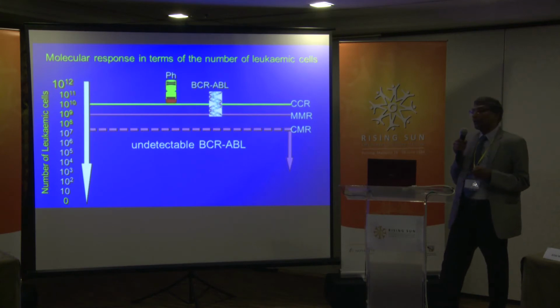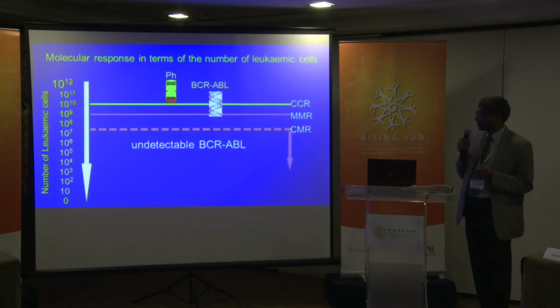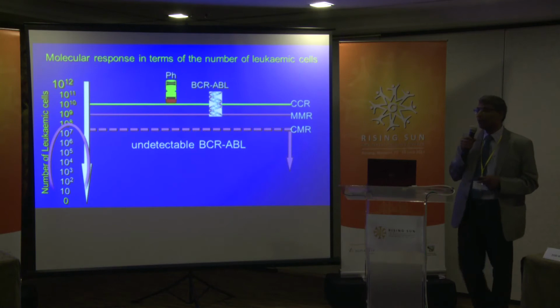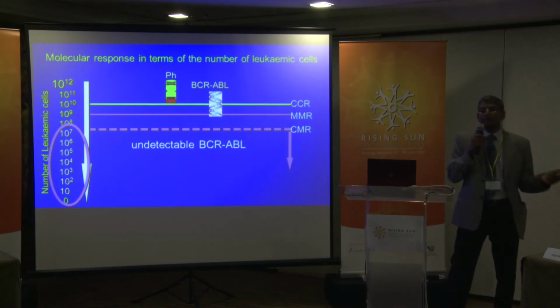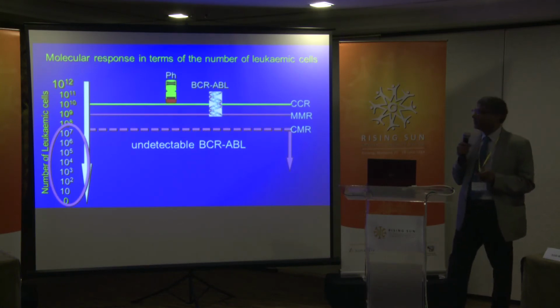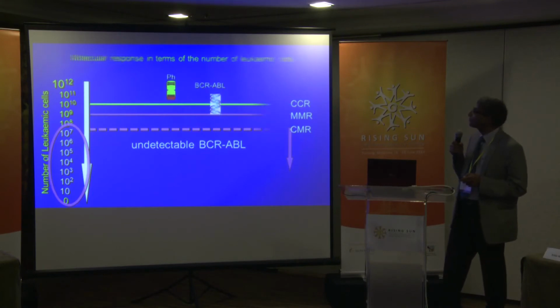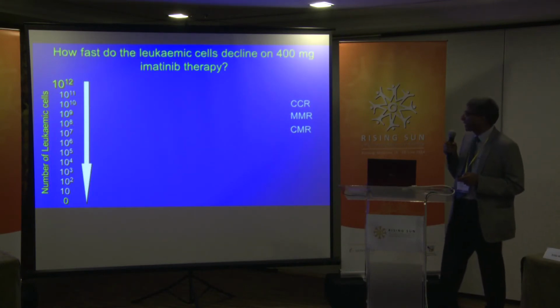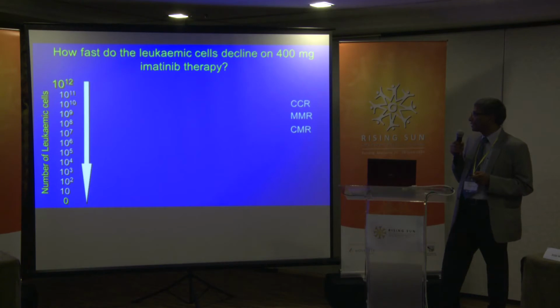So even though you have an undetectable BCR-ABL, which is called a complete molecular response, you still have a significant proportion of patients who might still have the disease. It is just that your tests cannot detect that as of today. So you have the complete cytogenetic response, you have the major molecular response, and you have the complete molecular response.